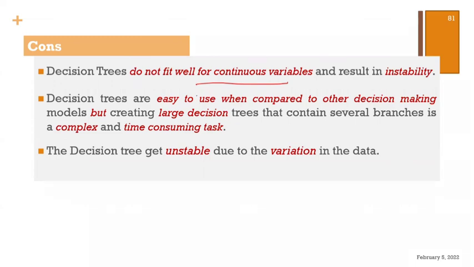Although they are very simple when you use them, however, they can create large decision tree that contains several branches, complex and very time consuming. So if your data is a little bit big, it could lead to very complicated decision tree that will be even difficult for you to visualize. And also it could get unstable if the variation in data set becomes abnormal. So these are some of the pros and cons that's very important for us to take notes regarding decision tree.